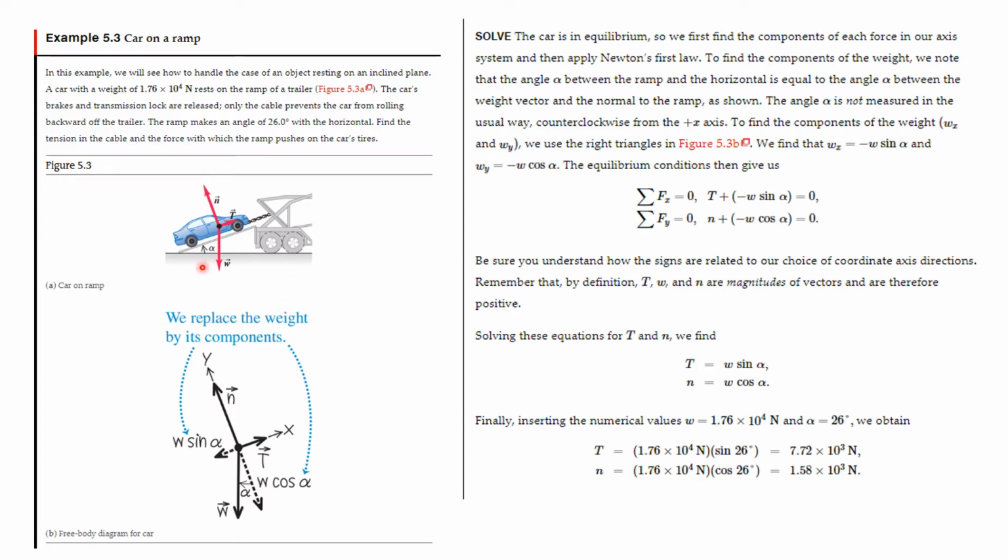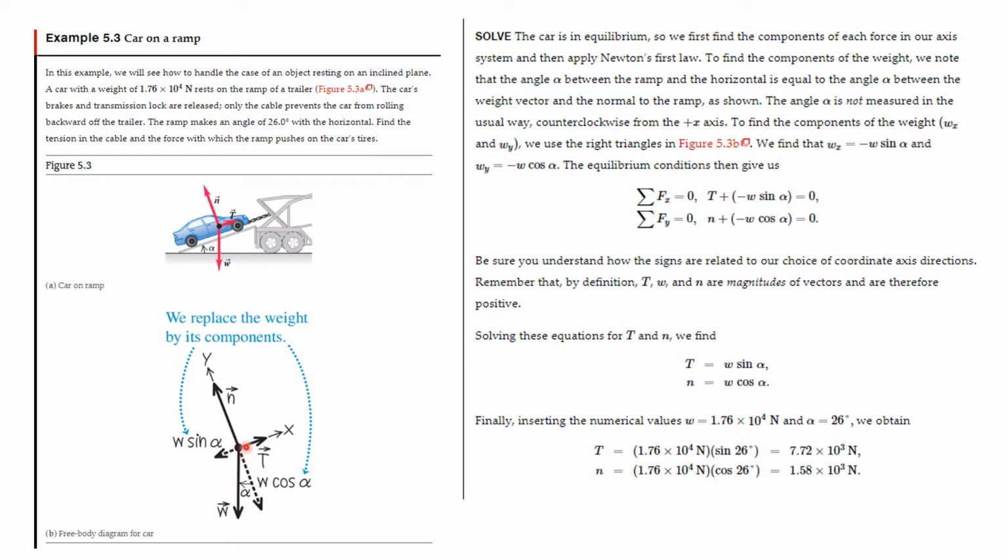So here's the trailer. That's making an angle there of alpha with a horizontal. The car's brakes and transmission locks are released, and only the cable prevents the car from rolling backwards off the trailer. And the angle is 26 degrees with the horizontal. Find the tension in the cable and the force with which the ramp pushes on the tires.